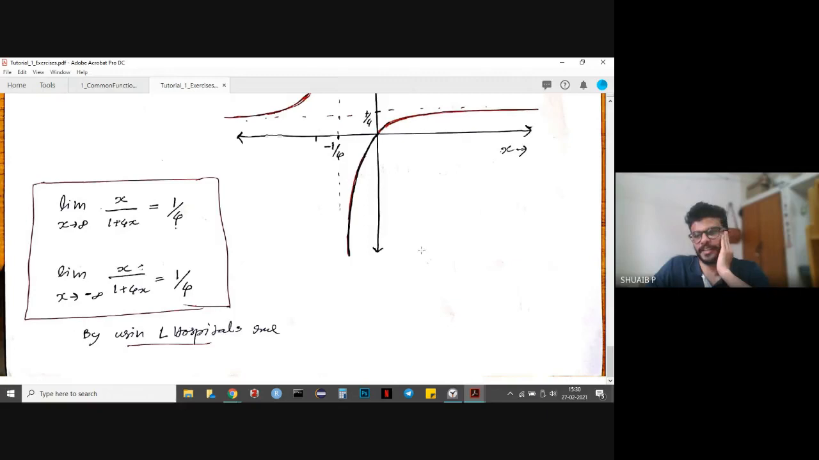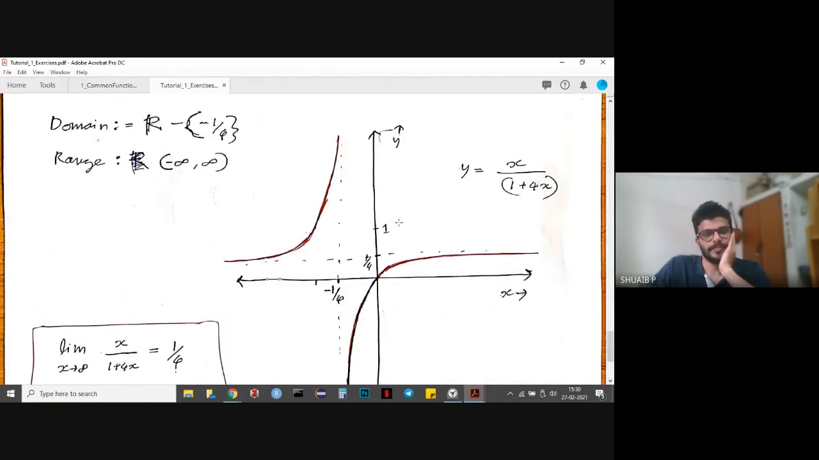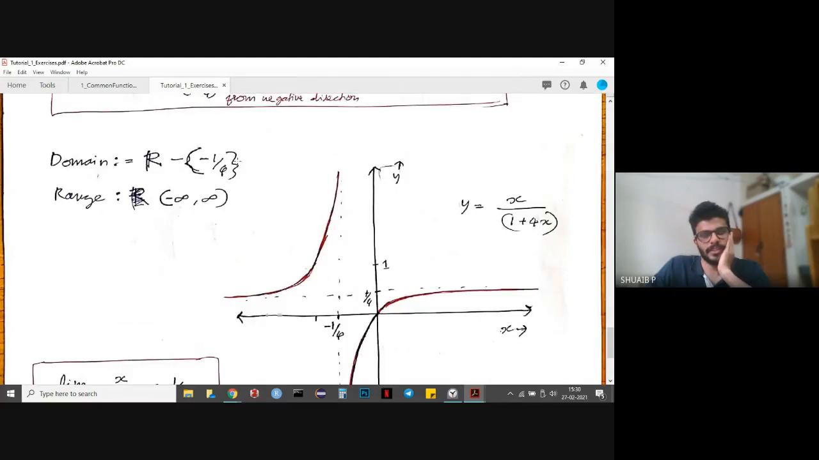Is there anything I should clarify? So the range, similar to what we did in the first exercise, will be all values except minus 1 by 4, as it's not defined at minus 1 by 4, and the range will be from minus infinity to infinity.